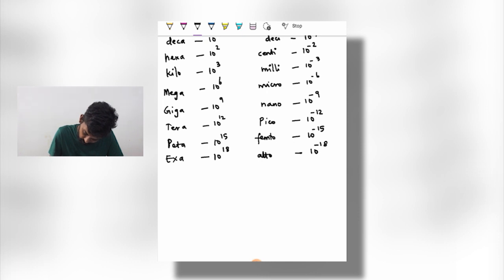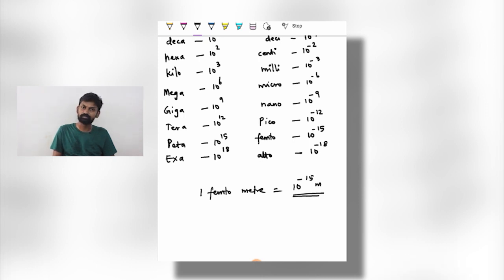These are the multipliers. And yes, suppose if they say 1 femtometer, what is its meaning? It will be 10 power minus 15 meter. Like that we will use them as replacements for these exponents of ten. So 10 power plus and 10 power minus, these are the things. This is just memory based. You have to practice them and memorize them.